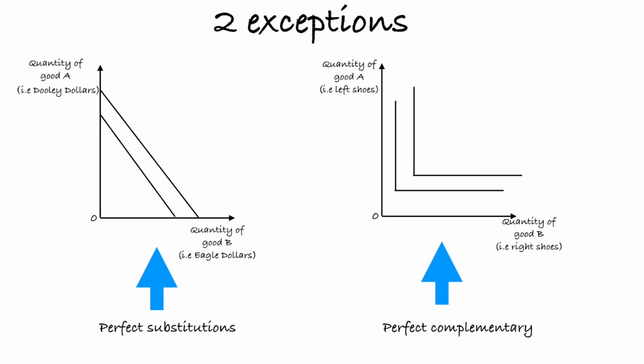The second exception to the rule is perfect complements, where an increase of good A must imply an increase of good B. Hey Mandy, do you want my right shoe? No? Well, why not? Well, are you giving me your left shoe? No. Well, how can I use a left shoe if you didn't give me your right one? This is because they are perfectly complementary goods.